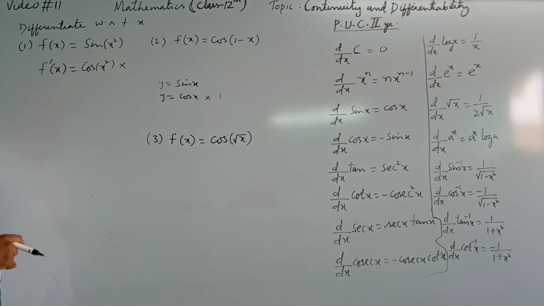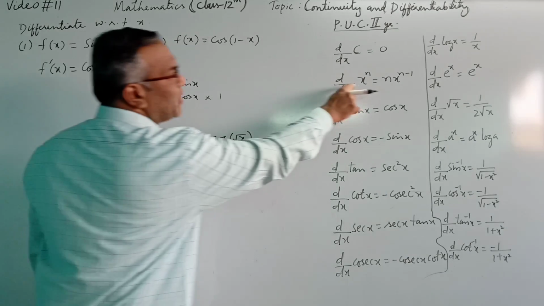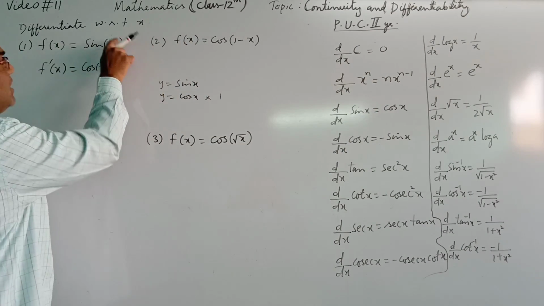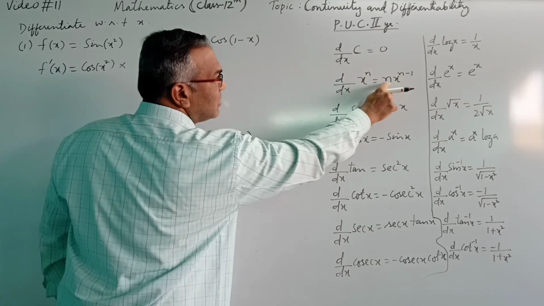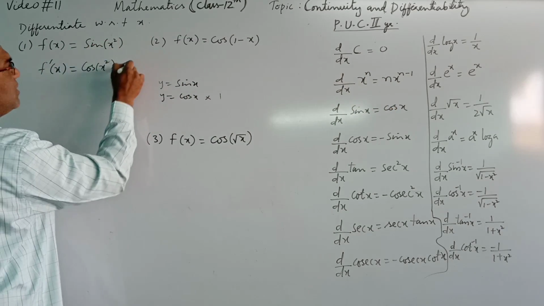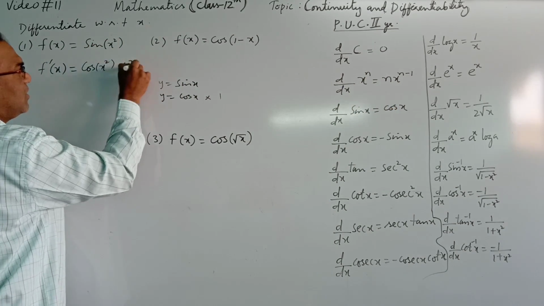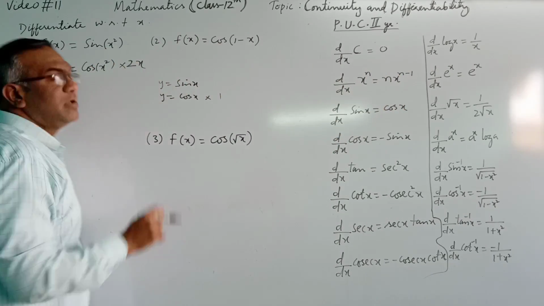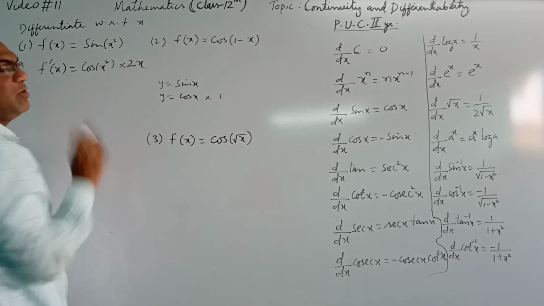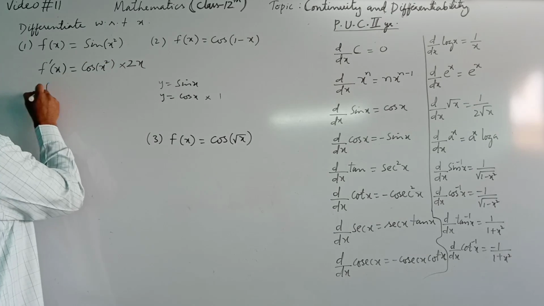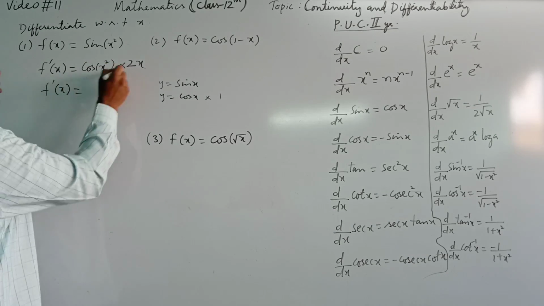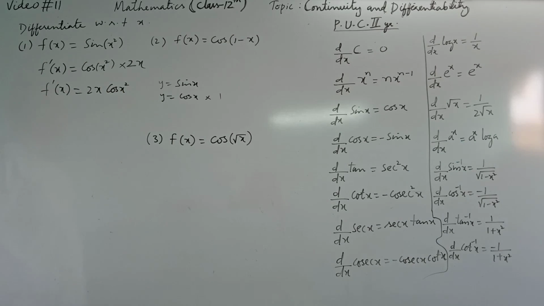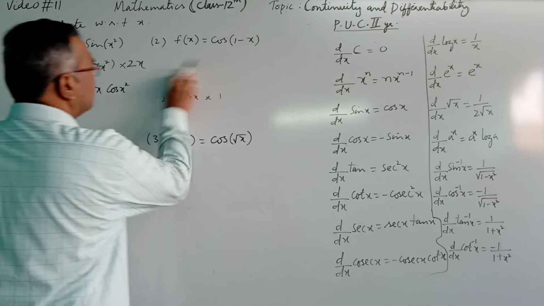What about x square? Differentiation of x square. It is in the form of x raised to n, x to the power of a number. So this n will multiply here. So 2 will multiply here, and then x to the power n minus 1. Power will decrease by 1. 2 minus 1 will be 1, no need to write. So f dash of x is equal to 2x cos x square. This is the answer.